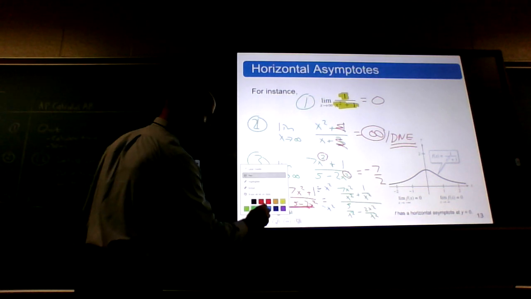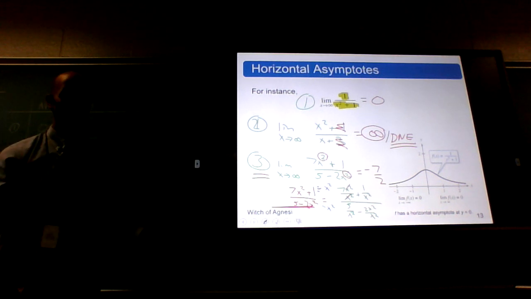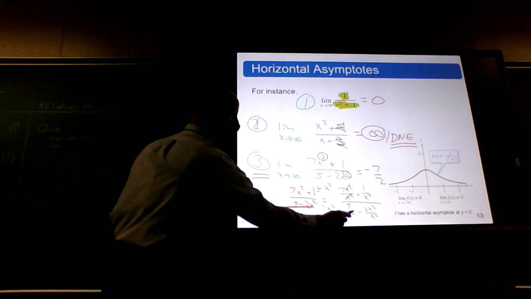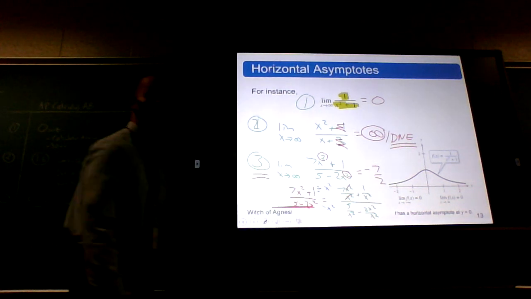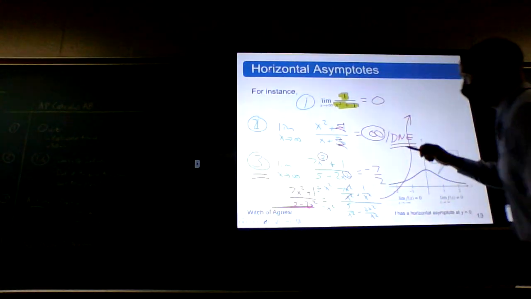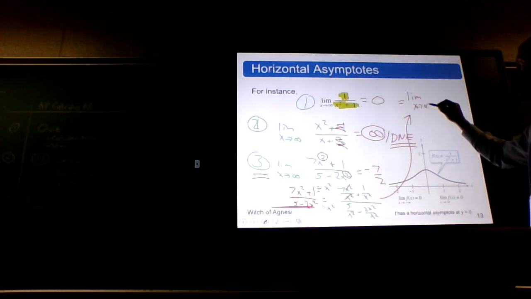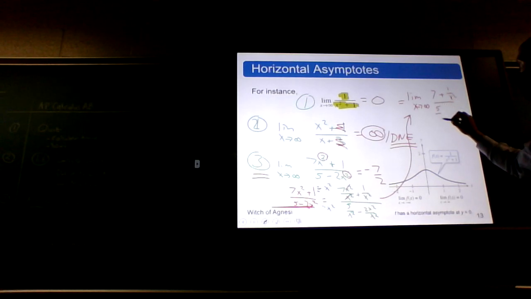Okay, so now what's going to happen when I cancel this guy and this guy? What am I going to be left with? 7. Are you with me? Is anything going to cancel here? Nope. Anything going to cancel there? Nope. Anything going to cancel there? Yeah, x squared. Okay, so I'm running out of room. I'm going to do it up here. So this is equivalent to the limit as x goes to infinity of 7 plus 1 over x squared, over 5 over x squared minus 2. Agreed?